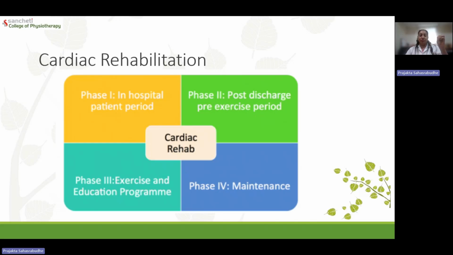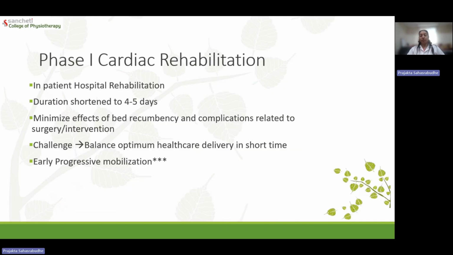arrhythmias or sudden ischemia or sudden cardiac arrest. So to prevent all these things, we are making sure that the patient is exercising under our supervision with a good amount of monitoring. And from here, when the patient goes to phase four, it is a maintenance phase wherein the patient is continuing with a good amount of physical activity without supervision in order to prevent future episodes or future events.